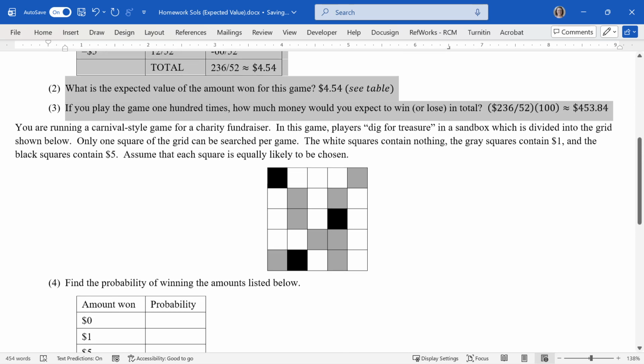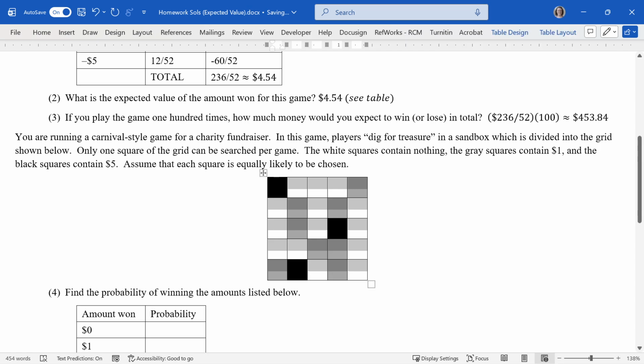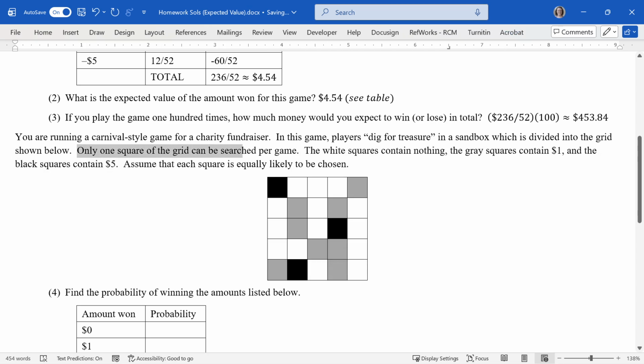You are running a carnival-style game for a charity fundraiser. In this game, players dig for treasure in a sandbox, which is divided into the grid shown below. So this is our sandbox, and it's in a 5x5 grid. Only one square of the grid can be searched per game. So the idea is they give you a little shovel, and then you go dig and see if there's anything in your square. The white squares contain nothing, the gray squares contain $1, and the black squares contain $5.